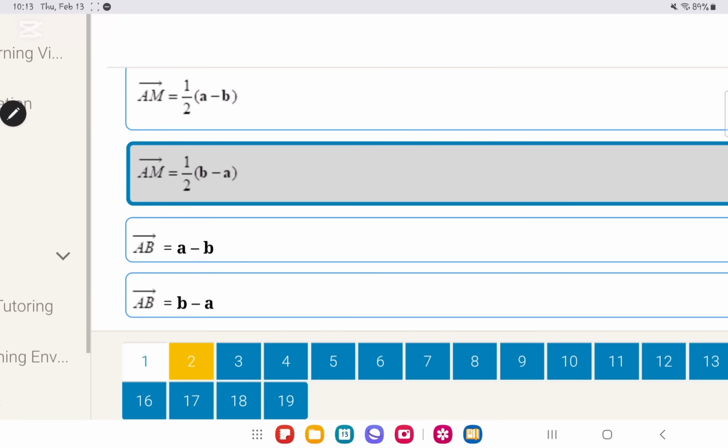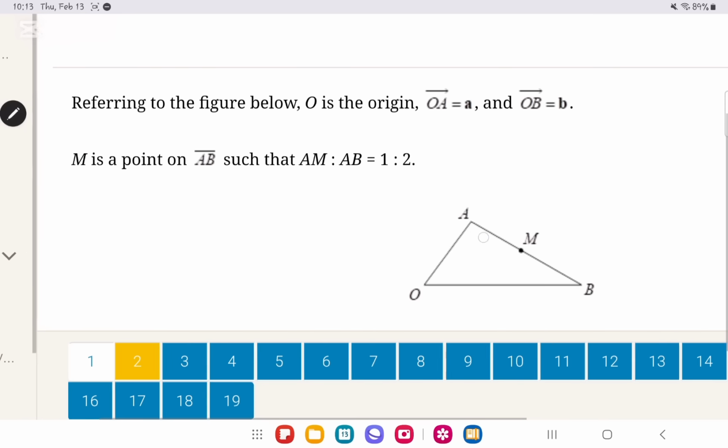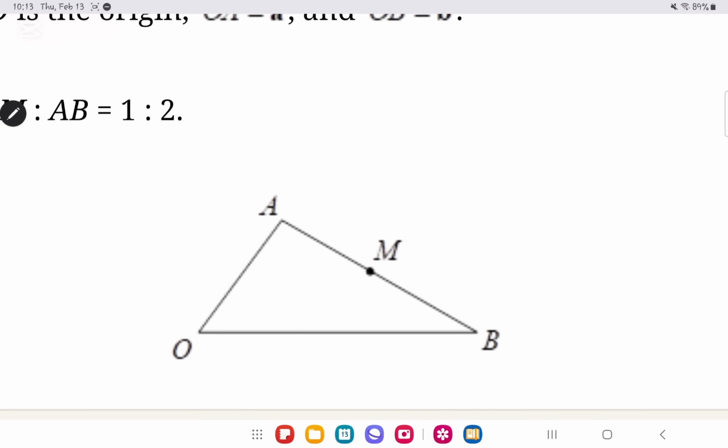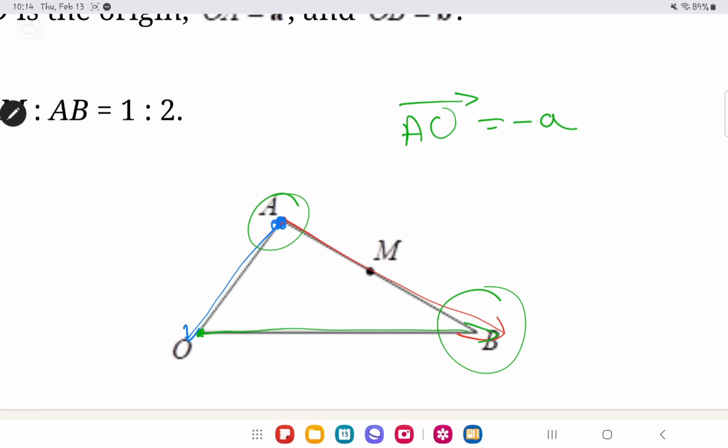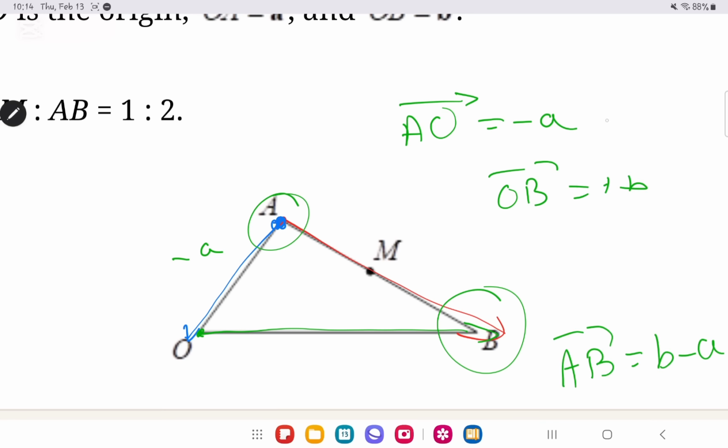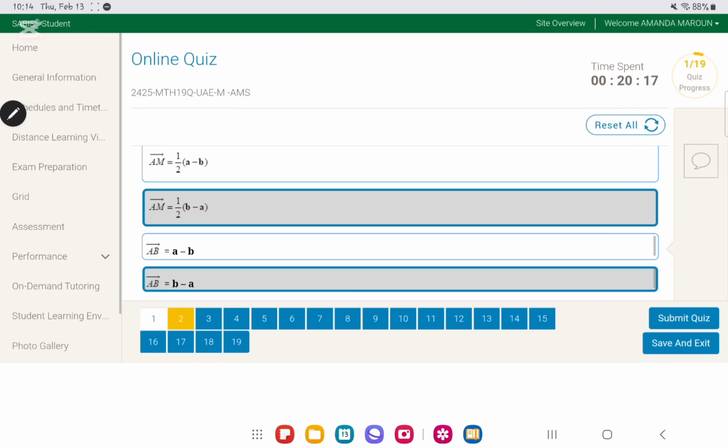And that is how we found the second one, where AM is half of B minus A. We move on to the next one, which is AB. We need to find the value of AB. Very simply, like we've said many times, we're going to take AB as it is, and then terminal with terminal going like this, and then initial point with initial point, and terminal with terminal. So it's going to be like this. As you can see, the two initial points meet over here and the two terminal points meet over here. So this is AO, and remember we said AO is minus A, and this over here is OB, and remember we said that OB is plus B. So that means finally that AB is equal to B minus A. So if you're going to put it as an answer, it is going to be B minus A.